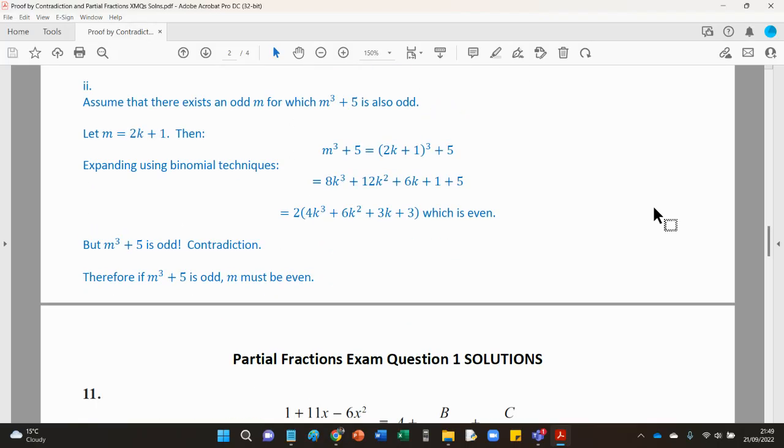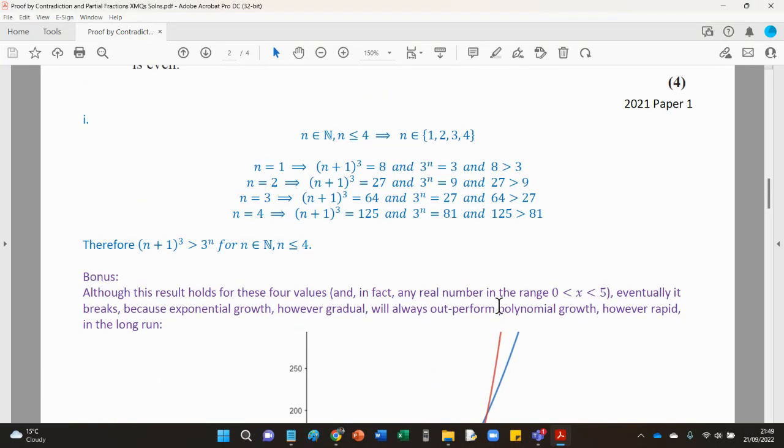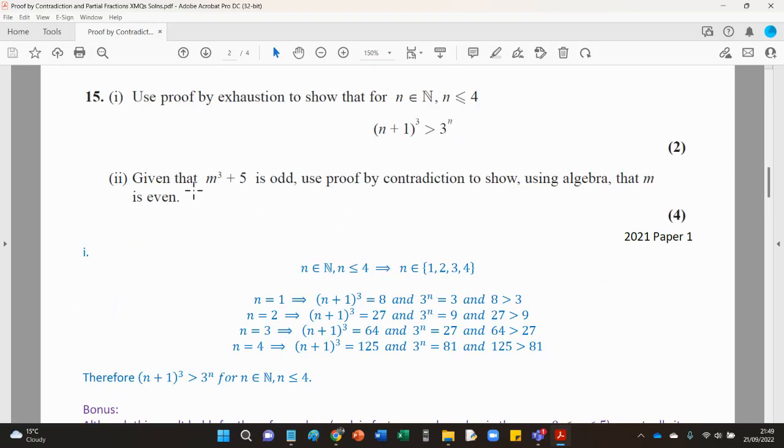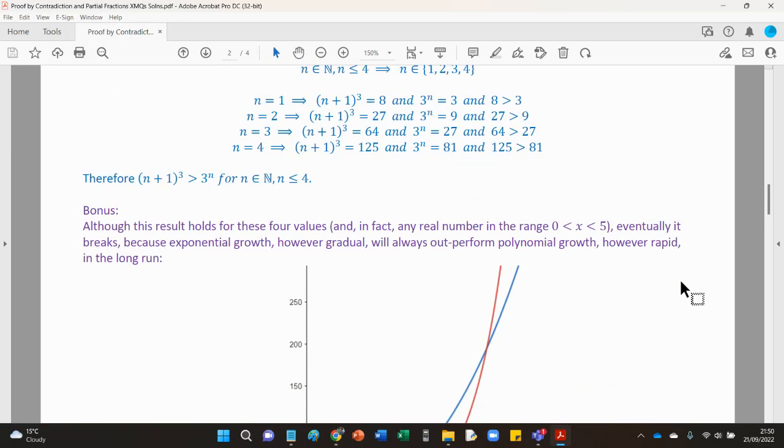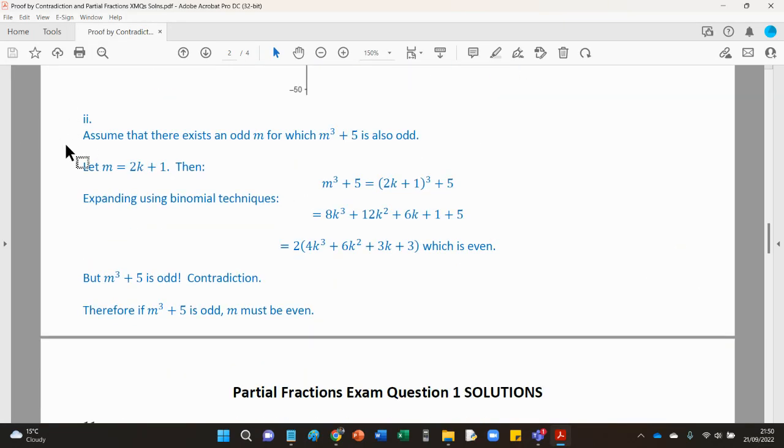Let's look at the second question now. The second part of this was asking us to prove that, given that m cubed plus 5 is odd, show that m is even. In other words, if m cubed plus 5 is odd, if this condition is met, we need to demonstrate that necessarily that means m has to be an even number. Well, the negation to this is that there is a counterexample. In other words, a value of m where m cubed plus 5 is odd, and yet m is not even. It breaks the result that is claimed. So that's what my negation looks like.